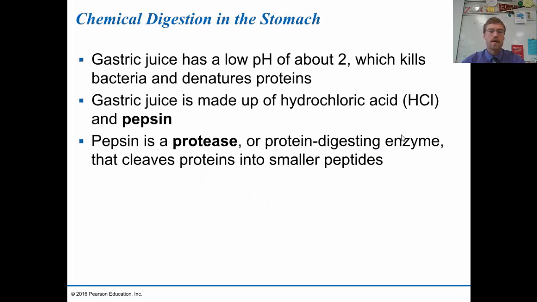The hydrochloric acid means that your stomach has a pH of about 2, which both kills bacteria and denatures proteins, making them easier to digest. And pepsin is a protease or a protein digesting enzyme, which I mentioned. It takes proteins and cleaves them or breaks them down into smaller peptides, which is then going to allow the small intestines to break them down further.